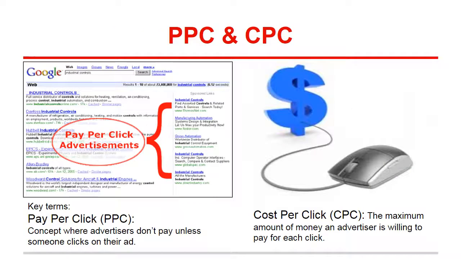Another great thing about Google search ads is that advertisers only pay for the results. This is known as pay-per-click, or PPC. Cost per click, or CPC, is sometimes used interchangeably and is the maximum amount of money an advertiser is willing to pay for each click.